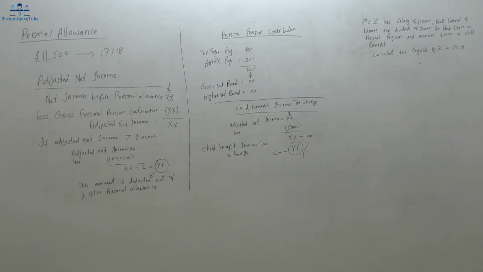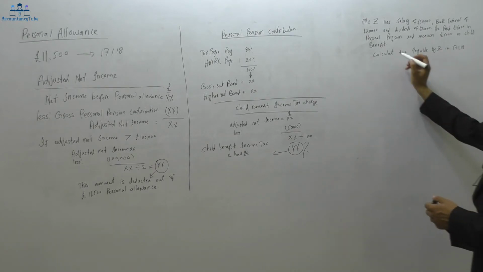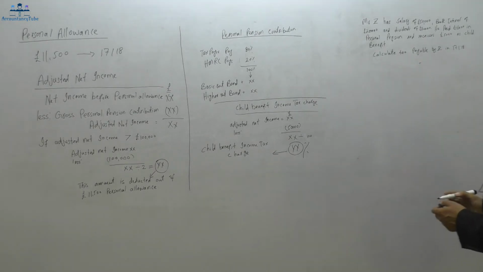Mr. Z has salary of £50,000, a bank interest of £20,000, and dividends of £70,000. He paid £16,000 in personal pension and receives £5,000 as child benefit as well. Calculate tax payable by Z in tax year 17-18. All right, so that is the question.